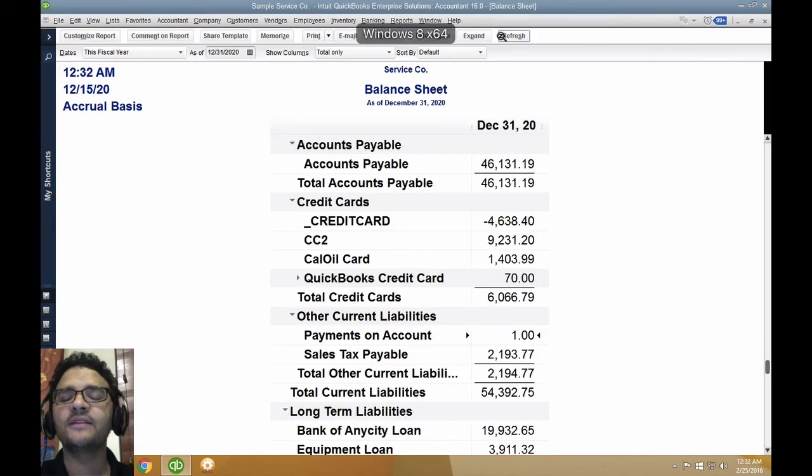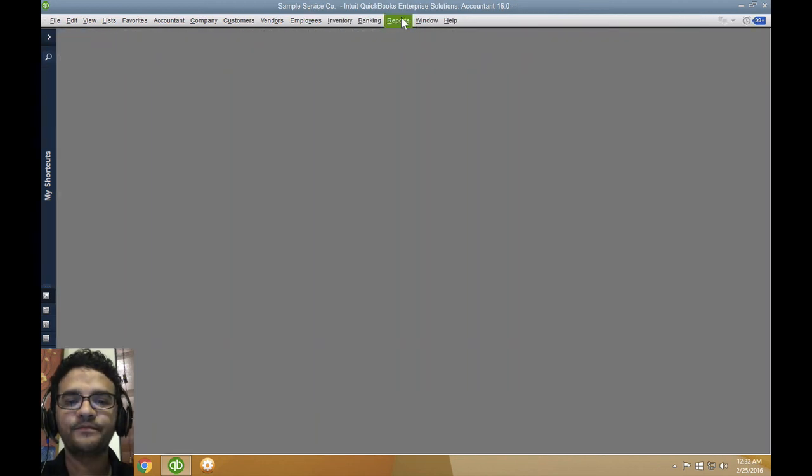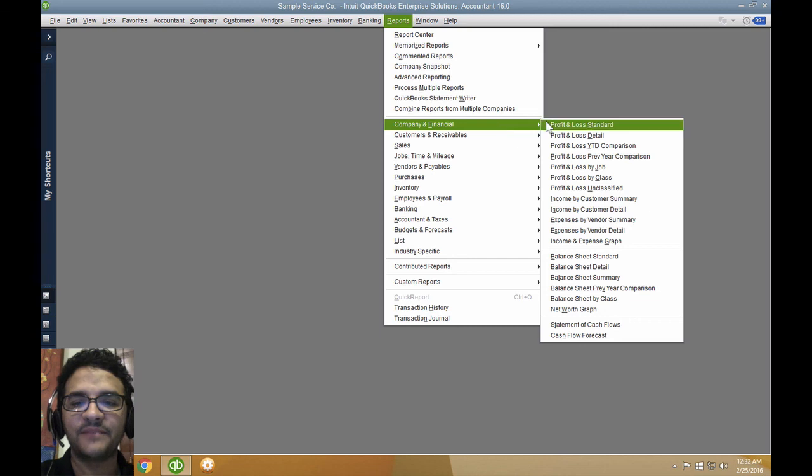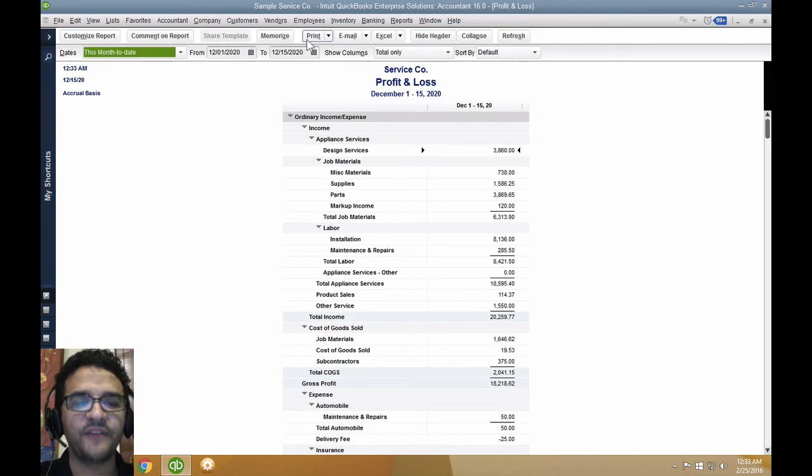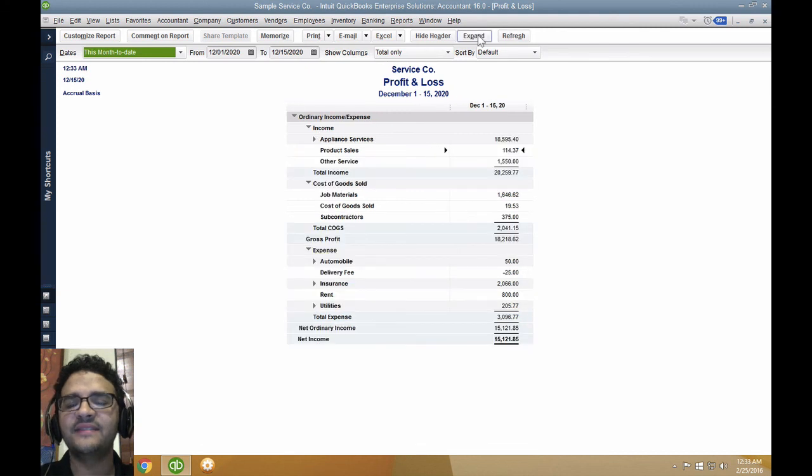So regardless of whether you're a taxpayer that views things in an accrual or cash basis, let me pull a profit and loss here. QuickBooks will tell you here in the top what the currently selected basis is. So right now, QuickBooks by default showed accrual basis. Now that's because I told QuickBooks to do accrual basis, and this is whether or not the company itself files accrual or cash for tax purposes.